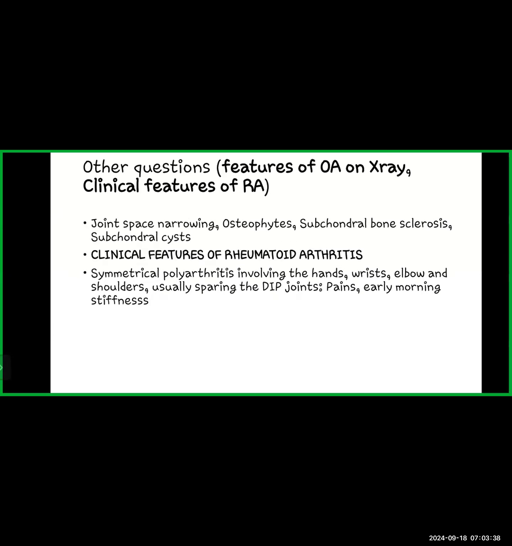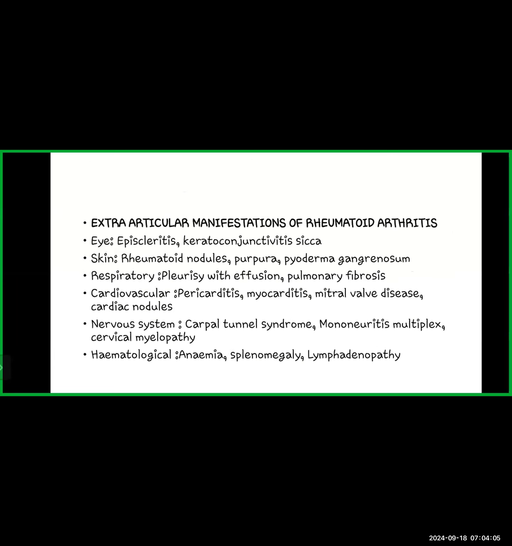Other features of rheumatoid arthritis on X-ray, you will see joint space narrowing, osteophytes, subchondral bone sclerosis, subchondral cysts. Then for the clinical features of rheumatoid arthritis, we have symmetric polyarthritis involving the hands, wrists, elbows, and shoulders, usually sparing the DIP joints. Pain is usually early in the morning with stiffness.